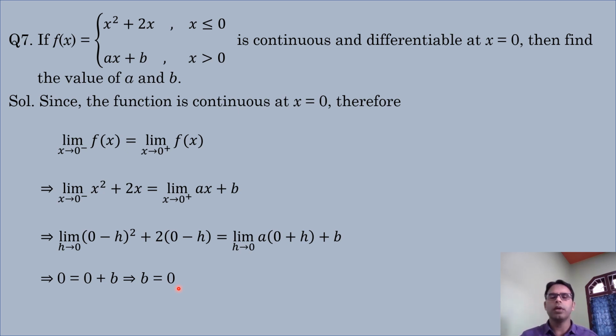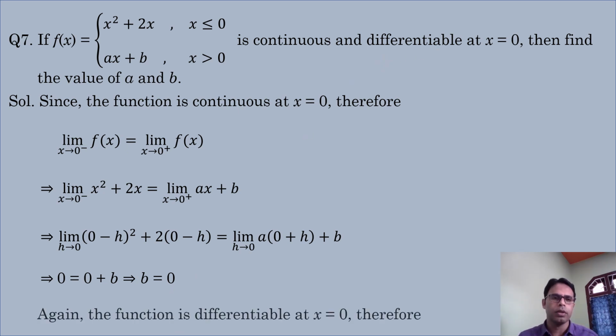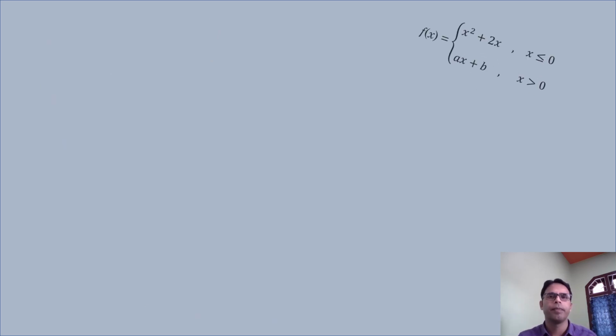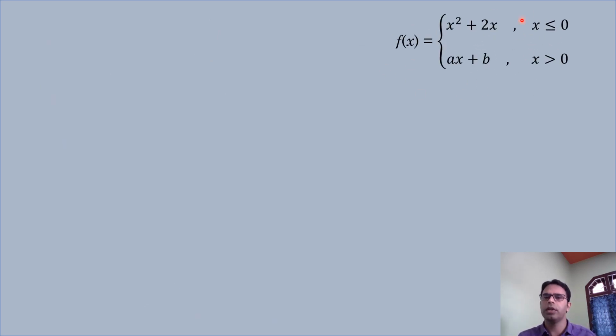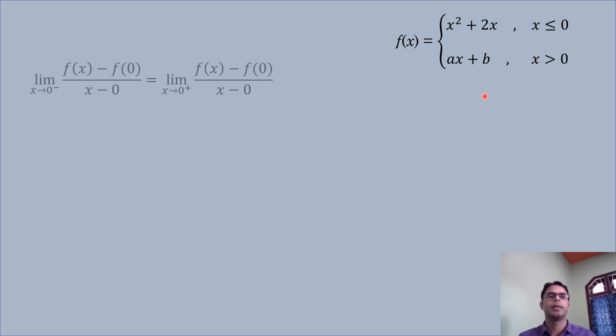Now use the second condition, that the function is differentiable. So again the function is differentiable at x equal to 0, therefore this time L f'(0) is equal to R f'(0). We write that. This is the function given. Do not write this. So L f'(0) means this one, and R f'(0) means this one. This is the differentiability theorem.